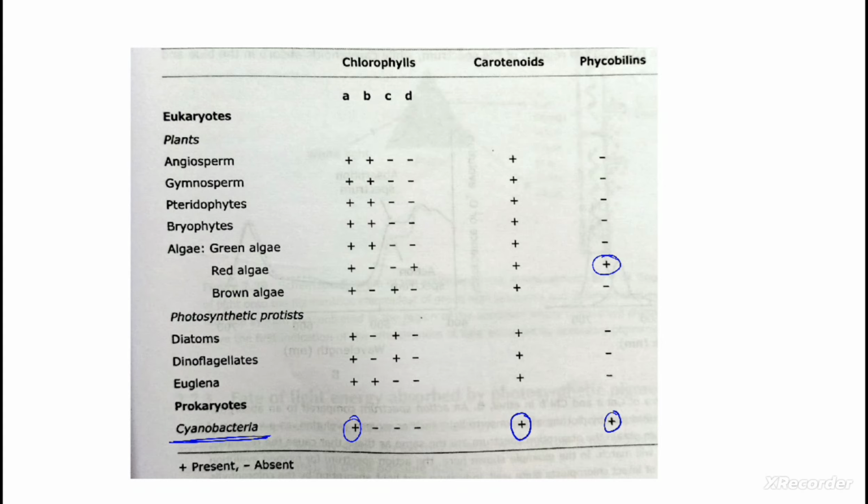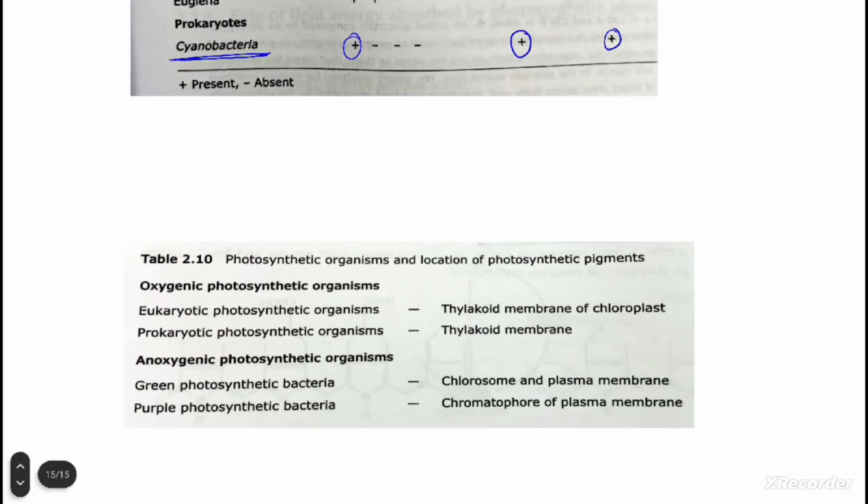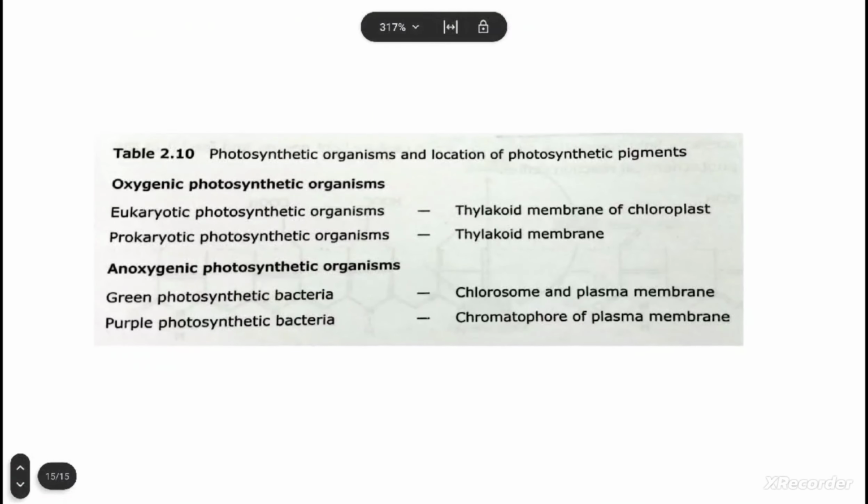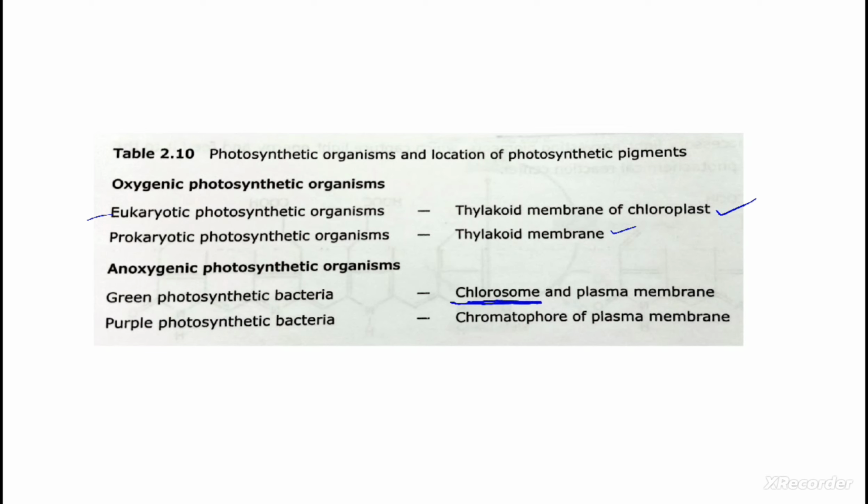Otherwise, this table is also important, you can take a screenshot here. Then what about the locations of these pigments? In oxygenic photosynthetic organisms, the eukaryotic photosynthetic organism is first, present in the thylakoid membrane of the chloroplast. The prokaryotic photosynthetic organism is also present in the thylakoid membrane. In anoxygenic organisms, the green photosynthetic bacteria have a place called the chlorosome, and it is also seen in the plasma membrane, while the purple photosynthetic bacteria have it in the chromatophore of the plasma membrane.